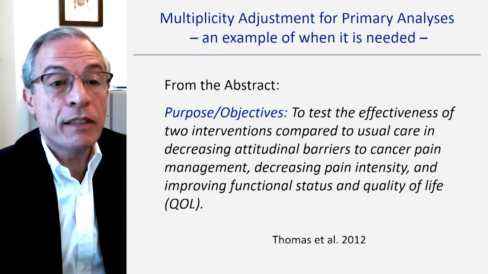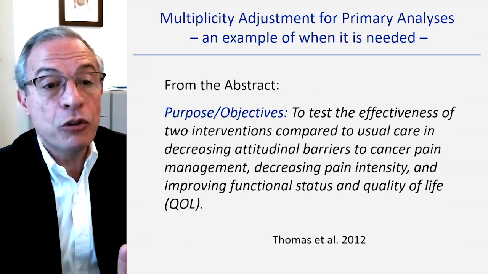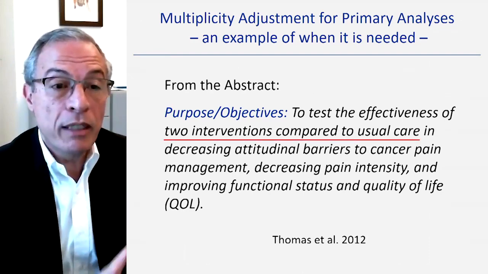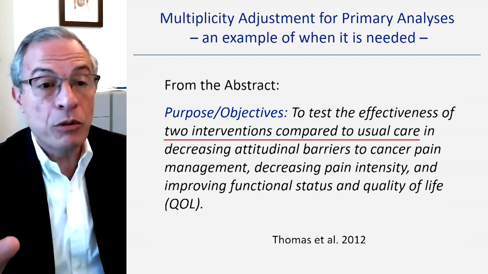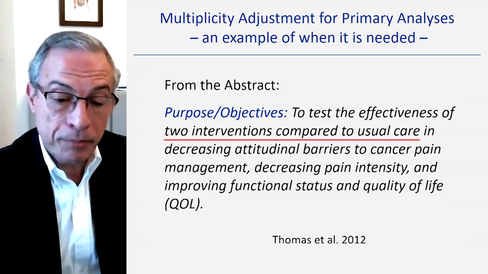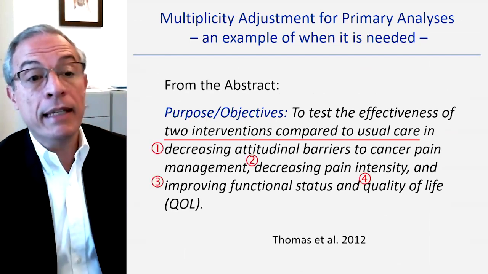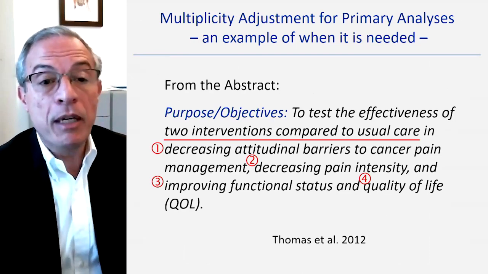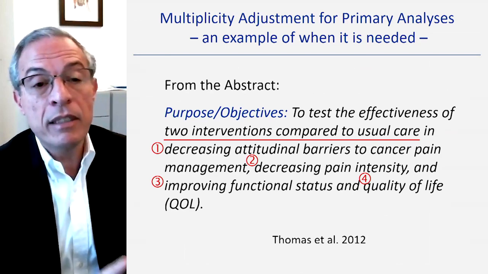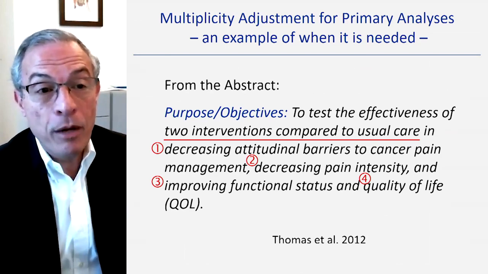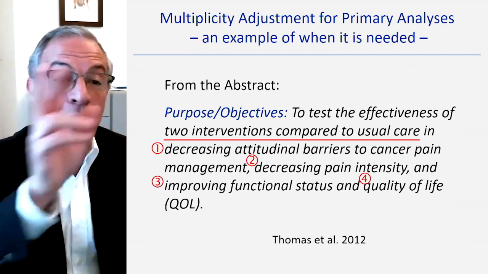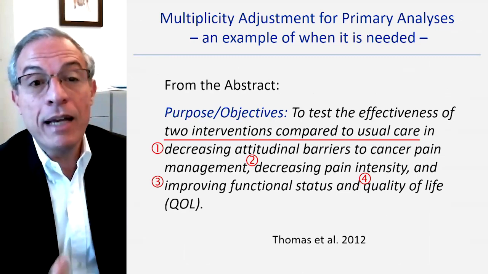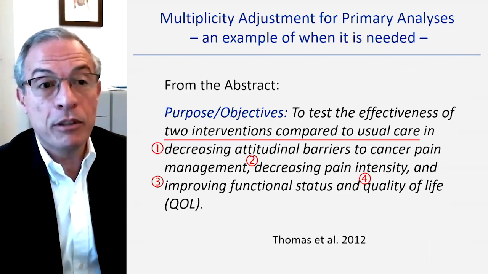So here's an example. This one says the aim is to test the effectiveness of 2 interventions compared to usual care. So we have 2 interventions compared to usual care. Right there, we have A versus usual care, B versus usual care, 2 tests right there. And in decreasing attitudinal barriers to cancer pain management, decreasing pain intensity, improving functional status, and quality of life. So the primary objective is comparing A versus usual care, B versus usual care in 4 outcomes. So that's really an example of multiple tests.